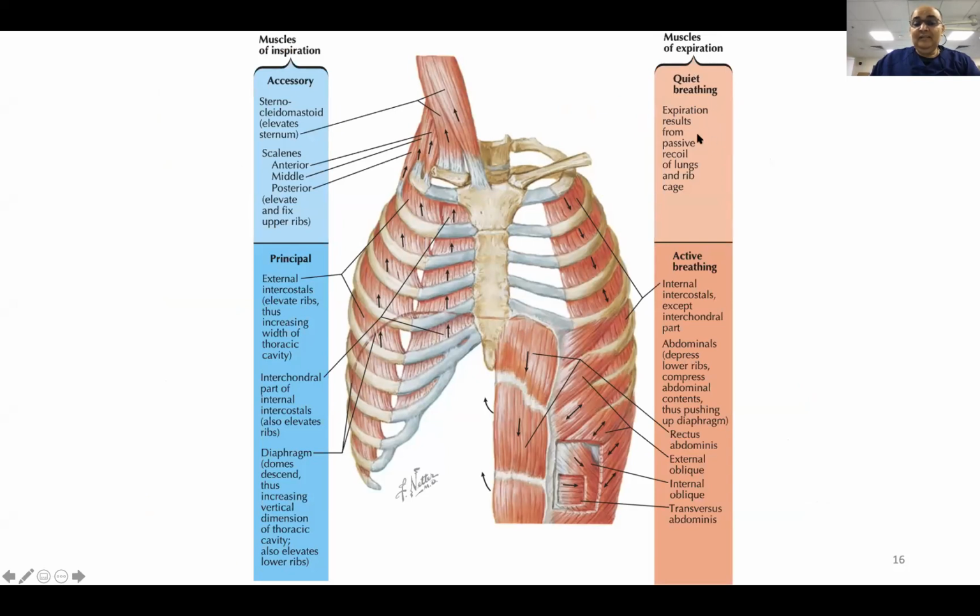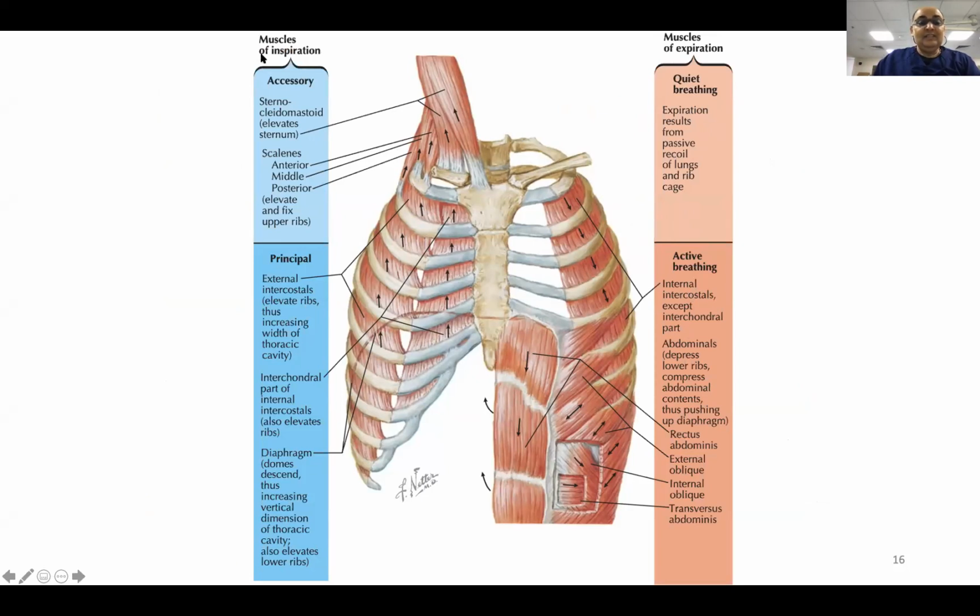So quiet breathing, this is quiet breathing occurring, and active breathing. So we are moving them. I have explained to you the action of these muscles. So they are helpful for my expiration during quiet breathing, and for active breathing when I'm using the extra muscles.